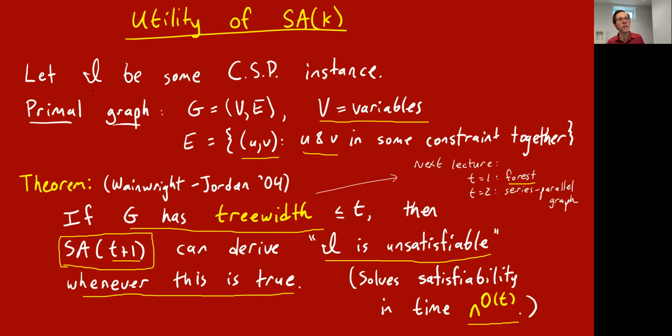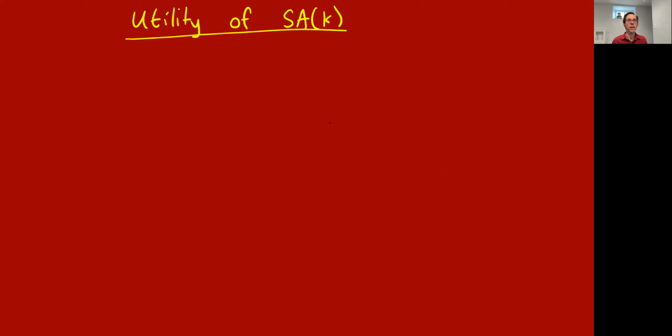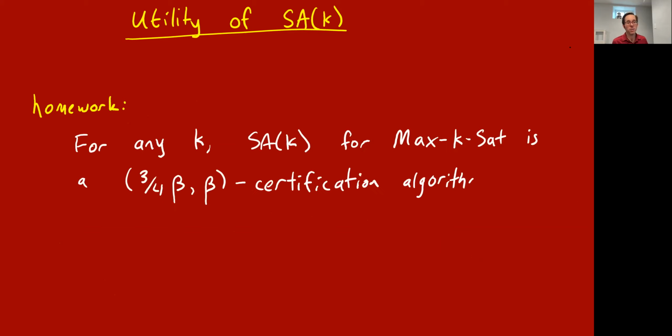So it says if you have a simple enough constraint structure on your instance, then the Sherali Adams proof system will be good at deciding if it's satisfiable or not. Okay, so that's one example of how you can use the Sherali Adams proof system. Here's another one that I believe will appear on your last homework.